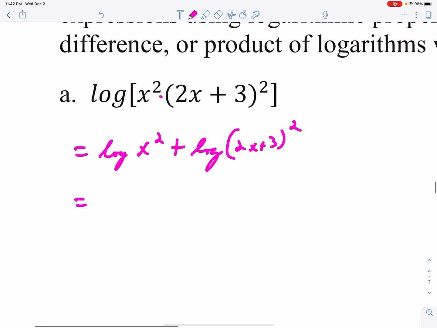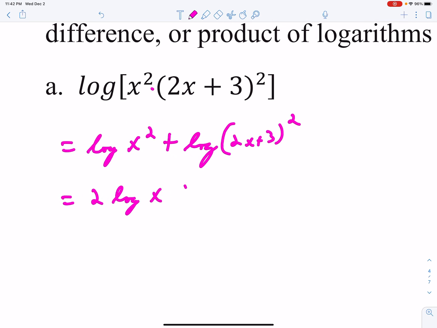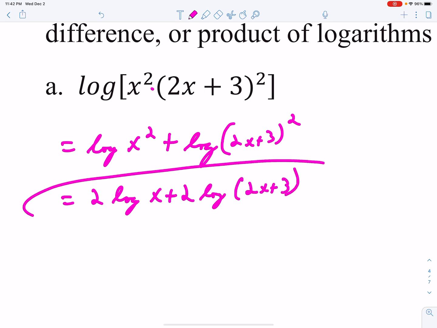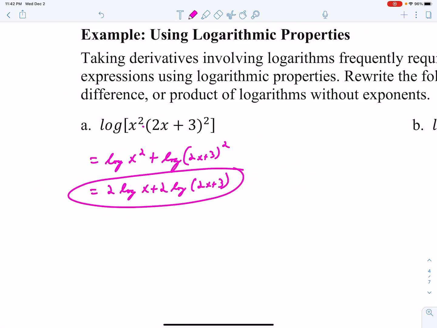All right, so we will get 2 times log of x, right? That 2 went to the front there. Same thing with the other exponent of 2. Oops, sorry, plus 2 log of 2x plus 3. And there you go. And that's a properly expanded logarithm. Okay, make sure you practice those.